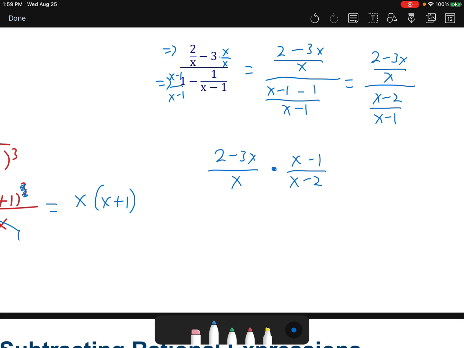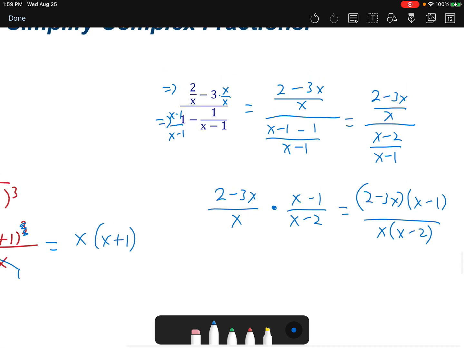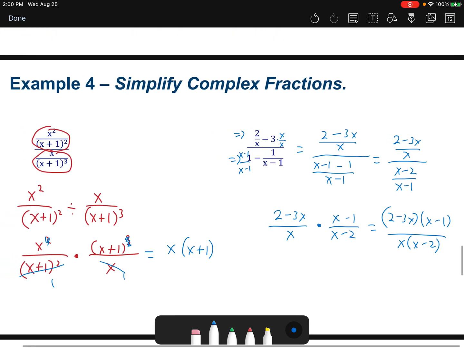Now, nothing simplifies, does it? So that's it. There's your answer. 2 minus 3x times x minus 1 over x times x minus 2. Unless I did something wrong here, it doesn't look like we're going to get anything to simplify. I think that's it.